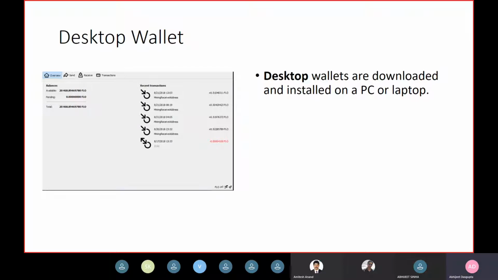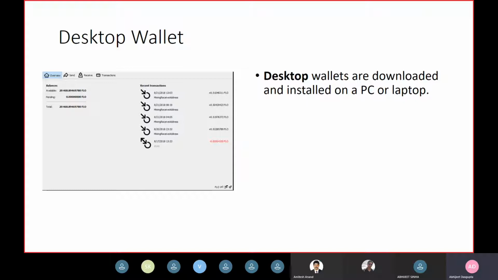Desktop wallets offer one of the highest levels of security. However, if your computer is hacked or a virus infects your computer, there is a possibility that you may lose your funds if your private keys or your wallet is compromised. So the security of that desktop wallet is in your hands, and it is up to you to ensure that your desktop where the wallet resides is kept secure.